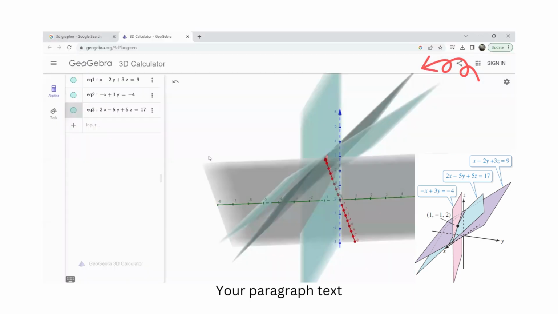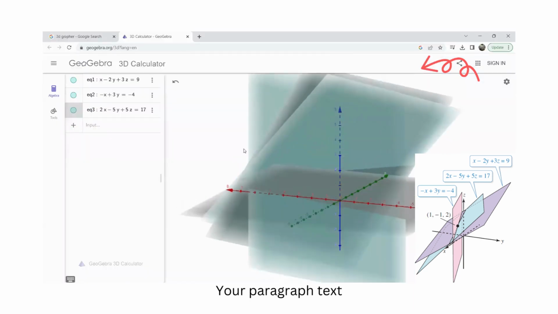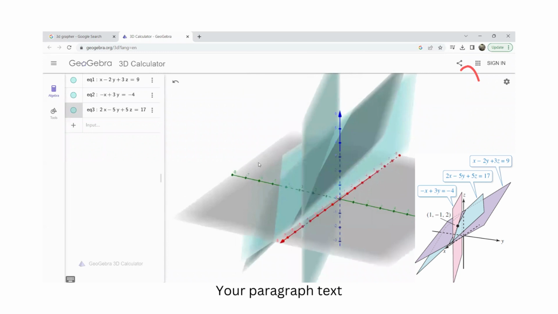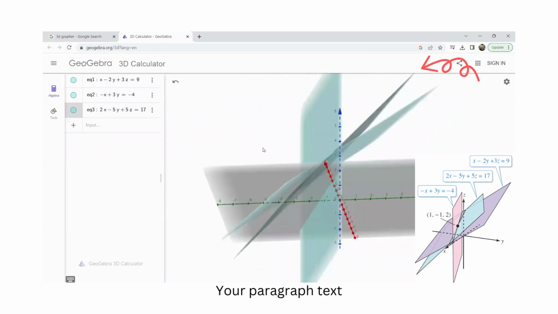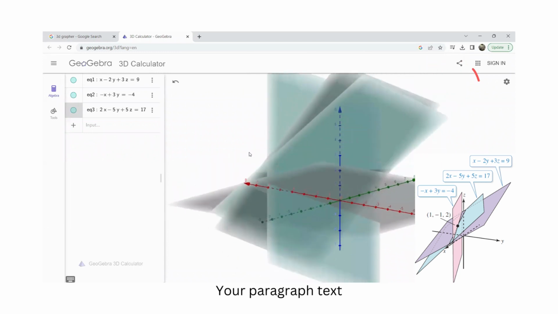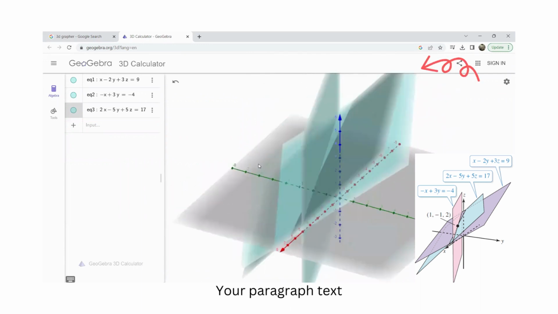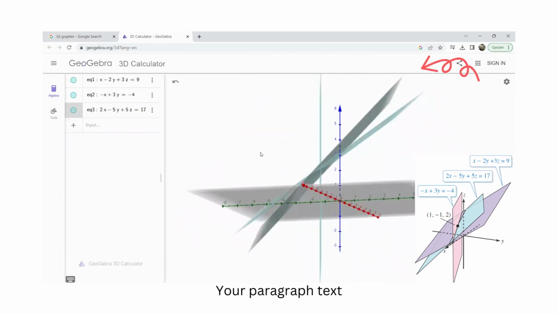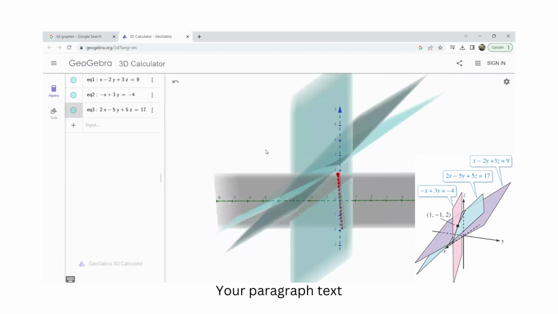You can also use technology to see the behavior of these three planes and actually see the intersection between them. So that's why the system is consistent, because it has a solution.